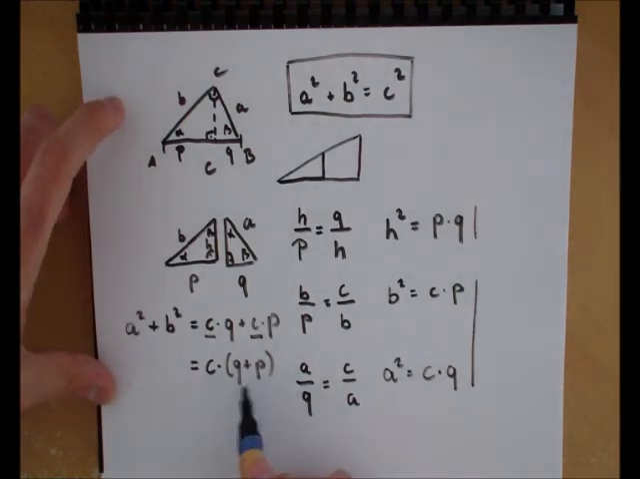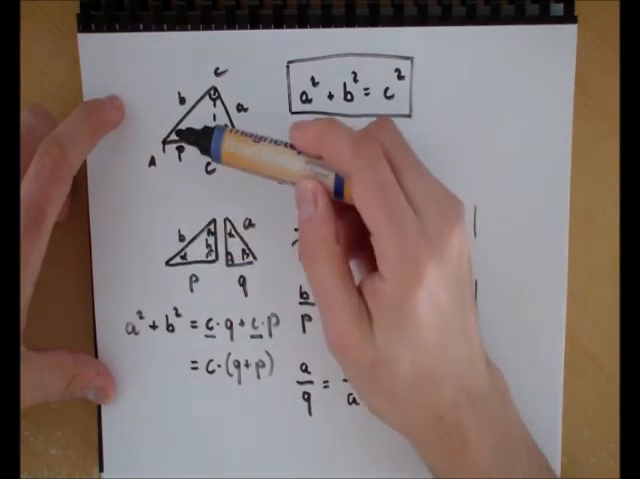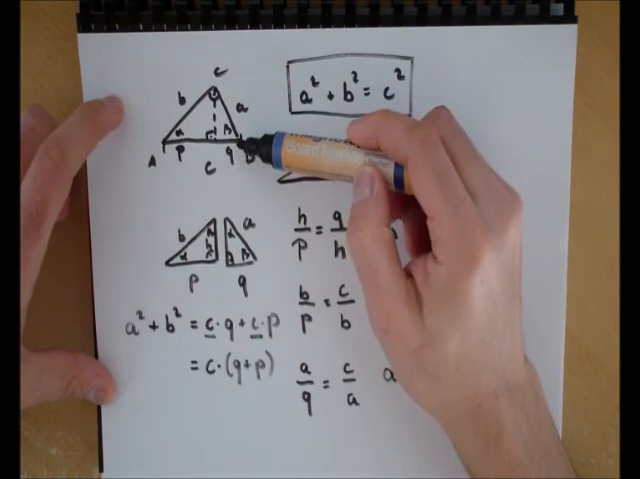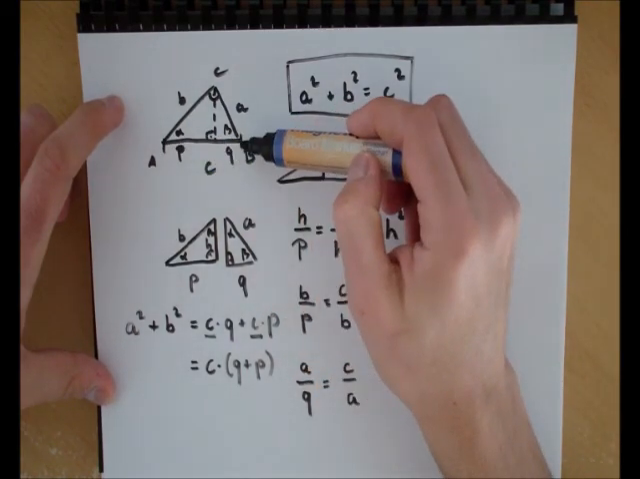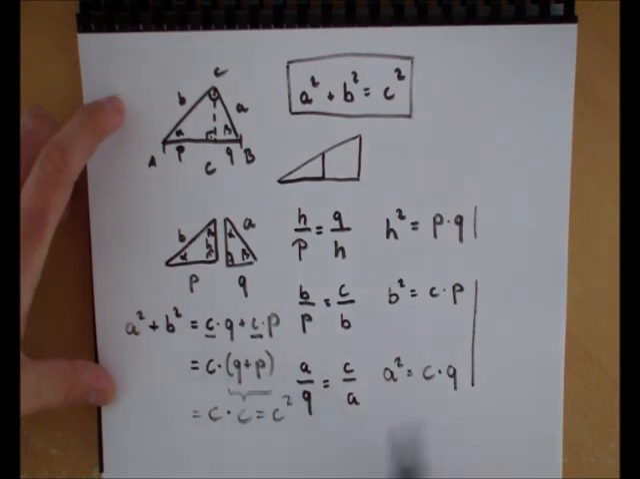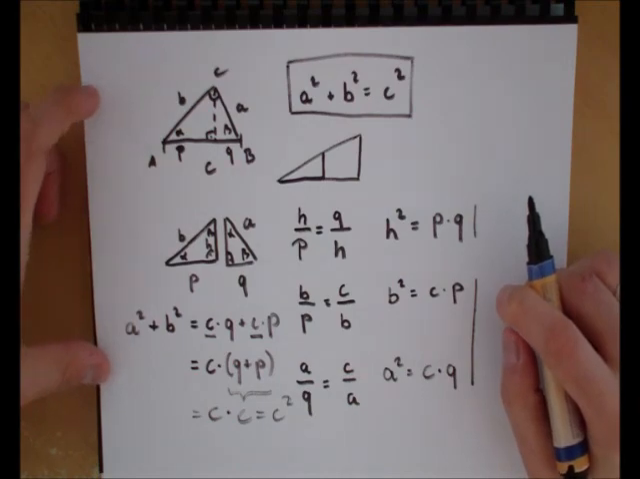Now let's look if this is true. If you look back into this triangle, you see that the hypotenuse C was divided into two parts, P and Q. If you add them up, you end up having C again. So what we have here is C times C, or C squared. That completes our proof of the Pythagorean theorem.